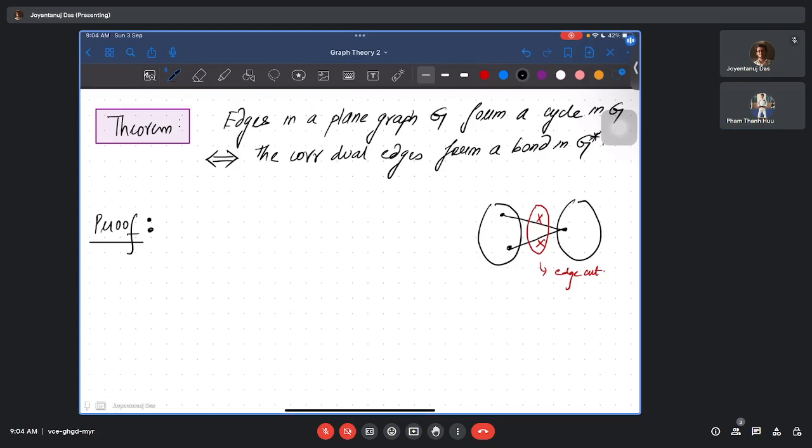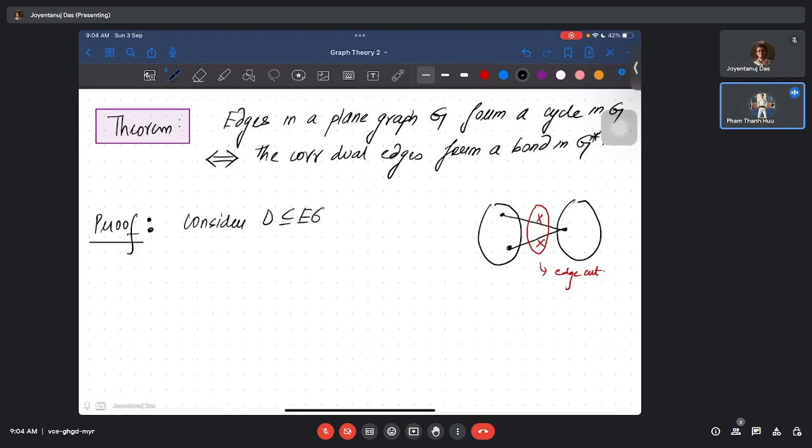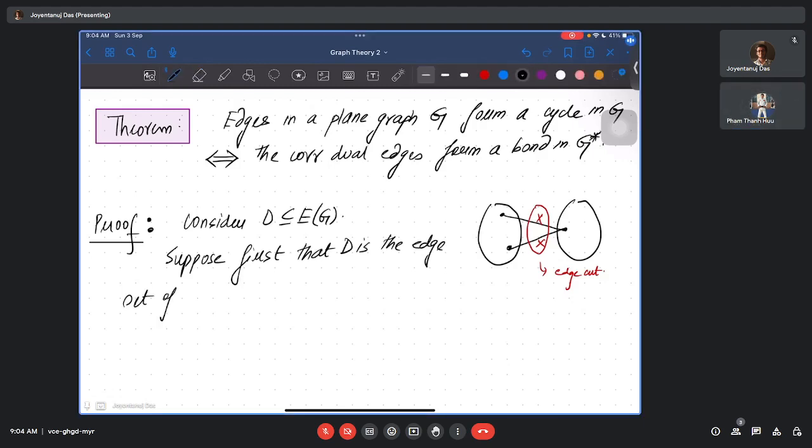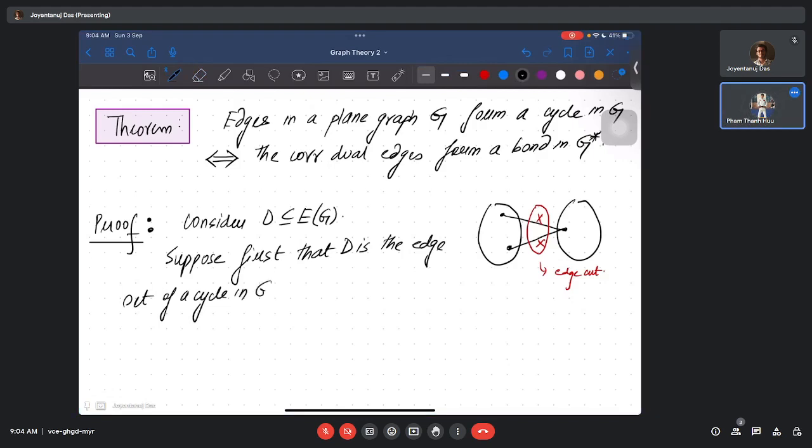So let us take a subset of the edge set. Then suppose we first assume that D is an edge set of a cycle in G. We'll see that the corresponding edge set D star, in the dual graph, is a bond, which we have to show.